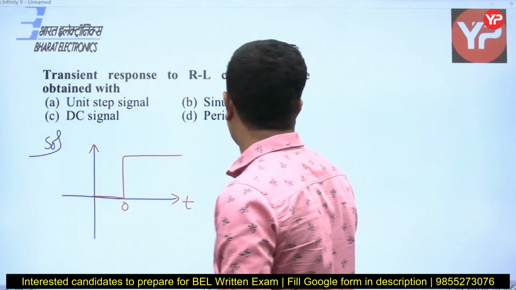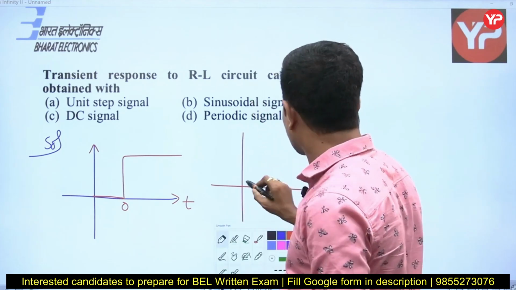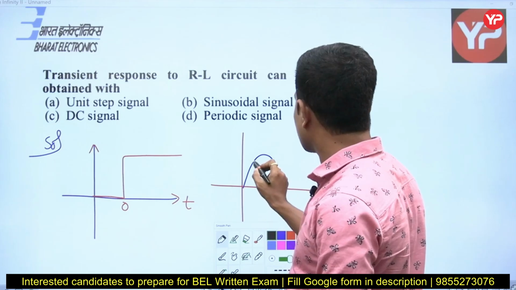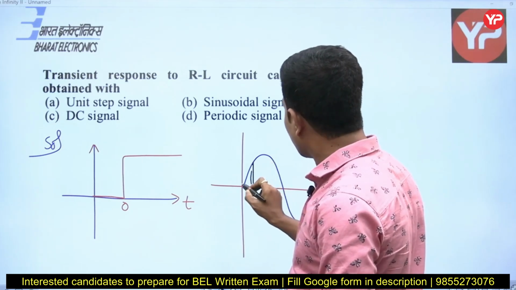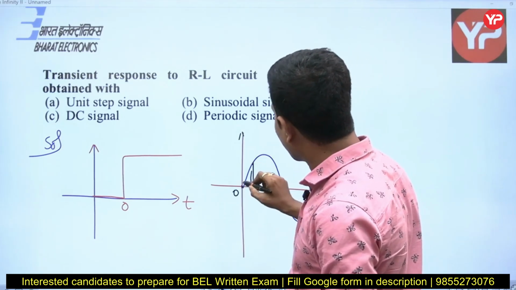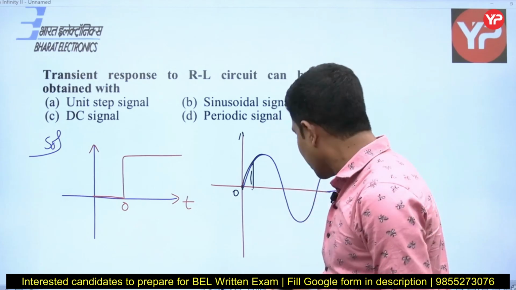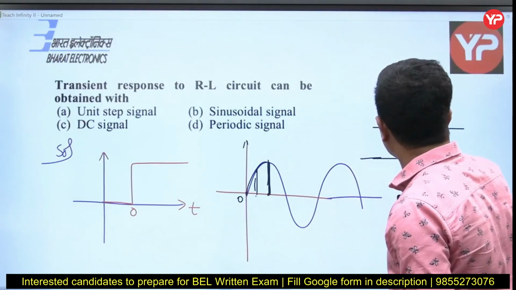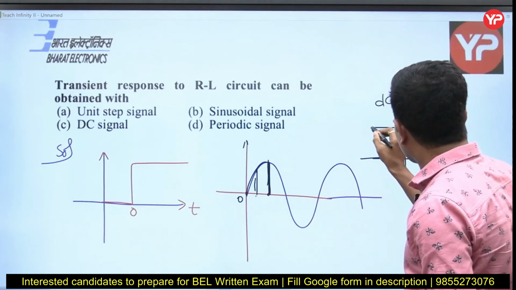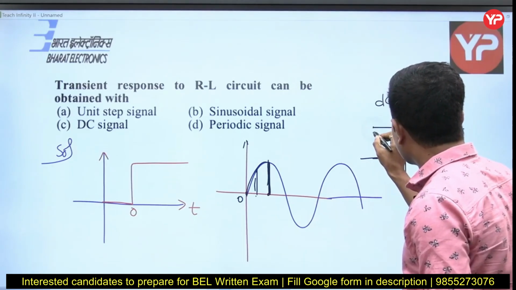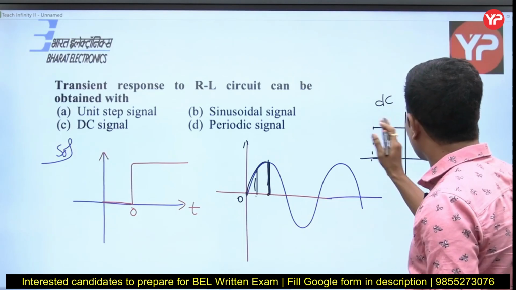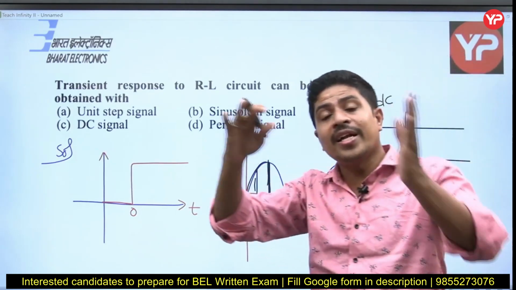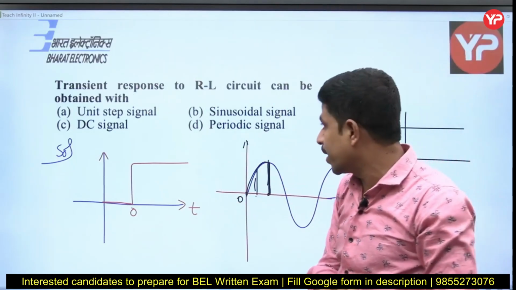Sinusoidal also can give you a sudden change. Suppose you are switching somewhere here, it is a sudden change. But if you close your switch where the signal rises gradually, it is not a sudden change. Then DC also will give you a sudden change. If you are closing a switch at any place, DC also will behave as a step. But DC means permanently it is there since the beginning, right?